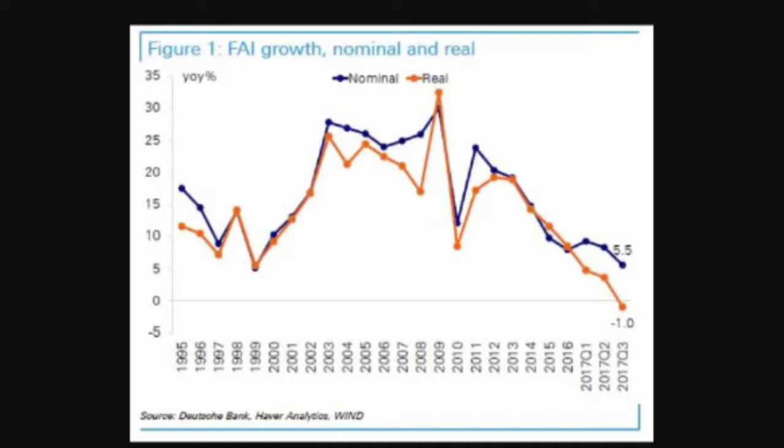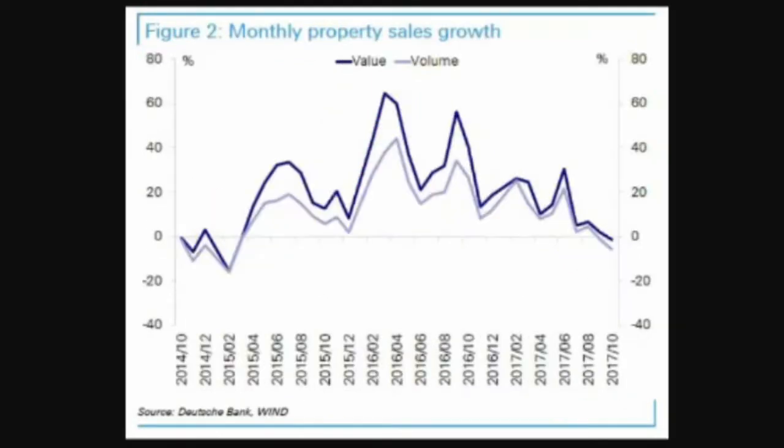In fact, for the first time since the fourth quarter of 2004, the fixed asset investment growth, real, has turned negative. Nominal is also dropping. This chart here shows that the growth of property sales for China has also turned negative as well in October, the first time since 2015. Doesn't look like there's going to be a bottom at this time yet, nor does there look like there's any improvement.